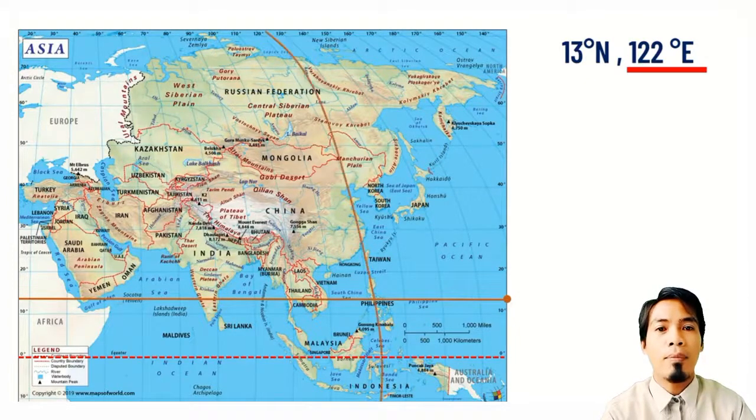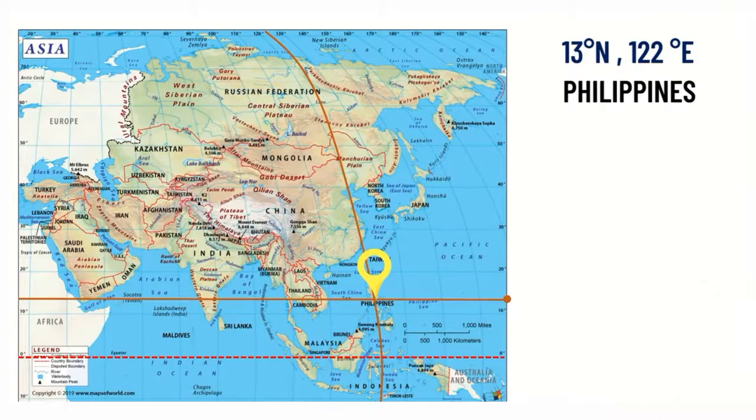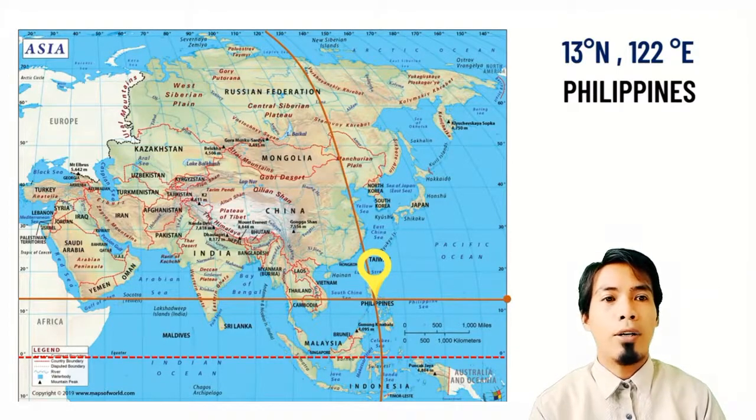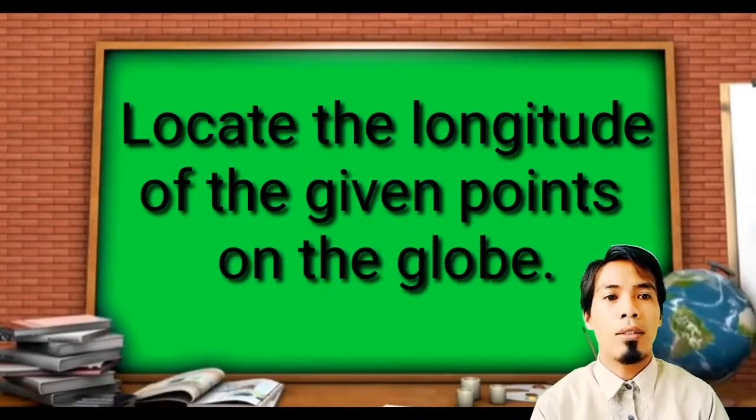The third step is to find the point of intersection of the latitude and longitude lines. The point of intersection lies on the Philippines. Therefore, the Philippines is approximately located at 13 degrees north and 122 degrees east. Now, locate the coordinates of the given points on the globe. You have 30 seconds to answer.